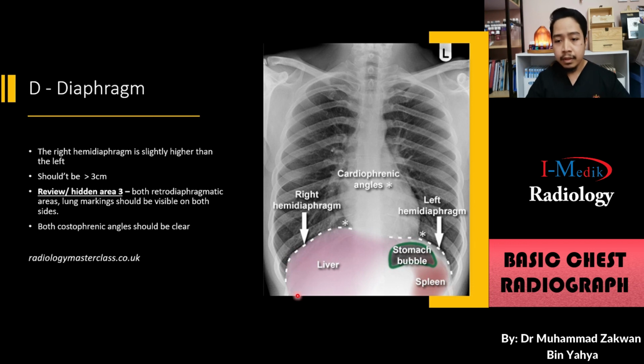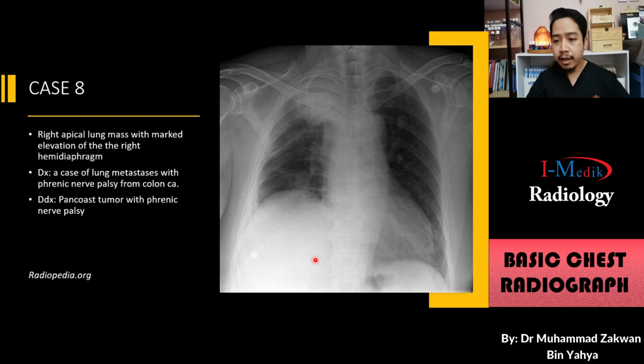Case number 8, frontal chest radiograph showing a right apical mass, a lung mass, and then we can see the elevated right hemidiaphragm. So this is a case of lung metastasis. Right apical mass with phrenic nerve palsy from colon CA. If we don't have any history of colon CA, we can say apical mass or pancreas with phrenic nerve palsy.